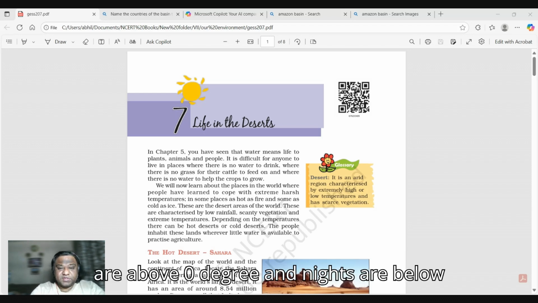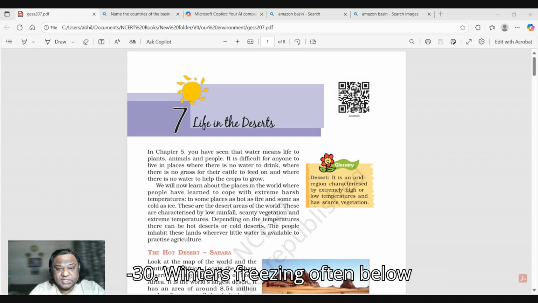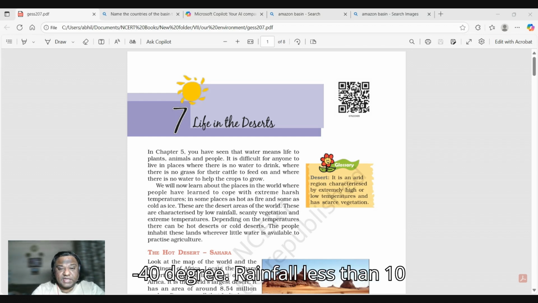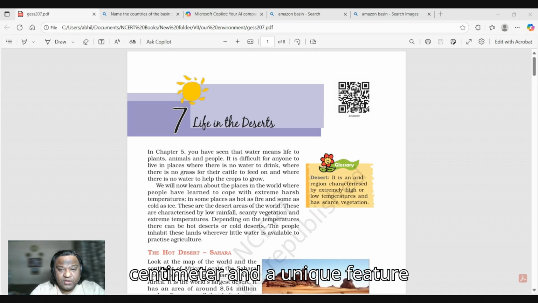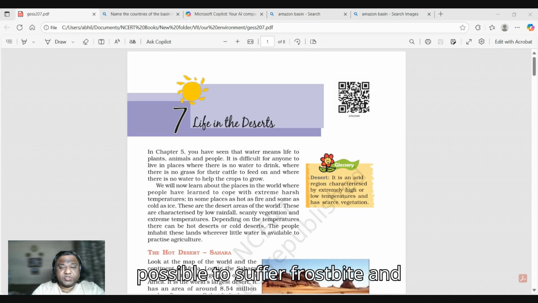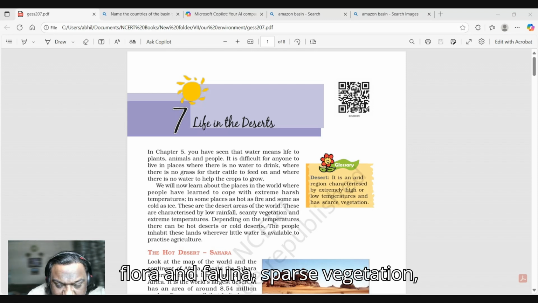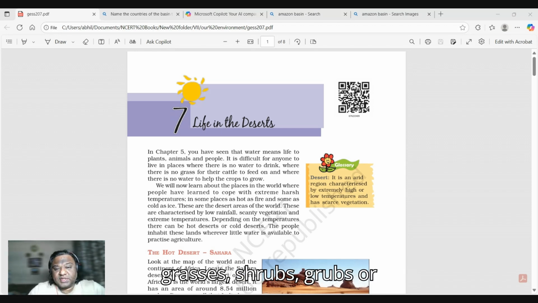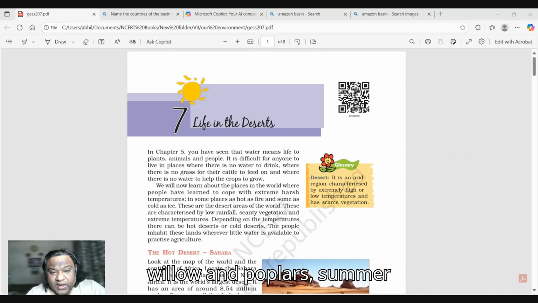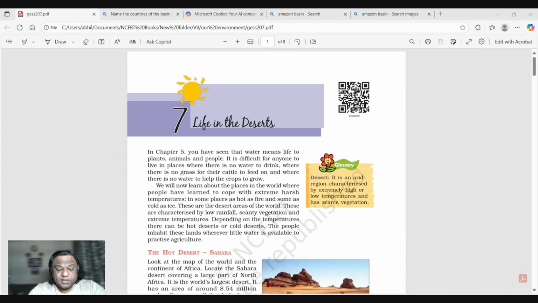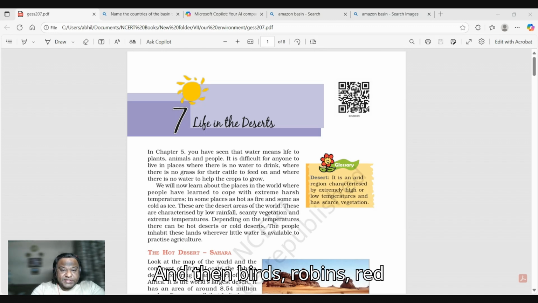Summers are above 0 degree and nights are below -30. Winters freezing, often below -40 degree. Rainfall less than 10 centimeter annually. A unique feature: possible to suffer frostbite and sunstroke at the same time. Flora and fauna, sparse vegetation, grasses, shrubs, or willow and poplars. Summer fruits, apples, apricot, walnut, and then birds are robins, redstart, raven, hoopoe, and Tibetan snowcock.